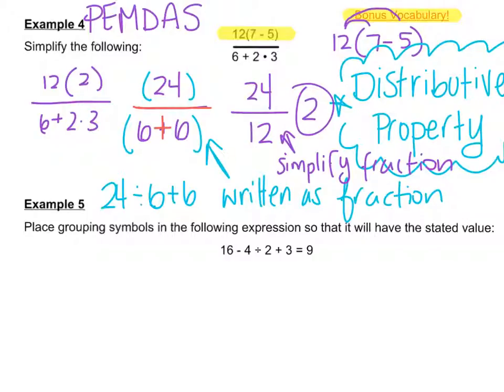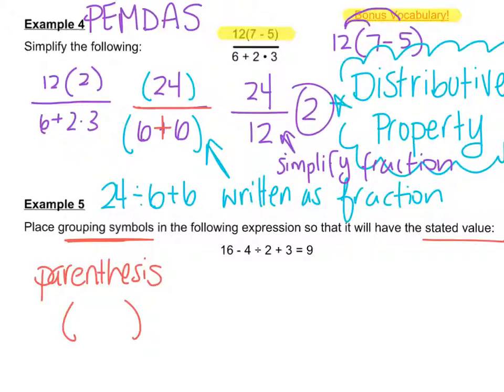And our final example, place grouping symbols, not quite sure what that means, in the following expression so that it will have the stated value. First, let's talk about what are grouping symbols. Grouping symbols are simply parentheses. It's just a fancier word for them. So essentially, you need to place parentheses in our following expression so that it will have the stated value, or so that it will make it true.